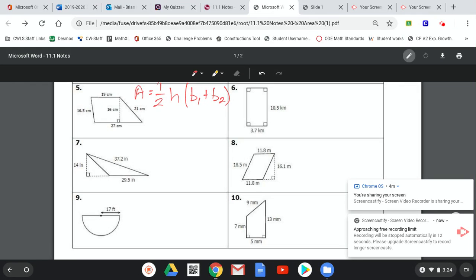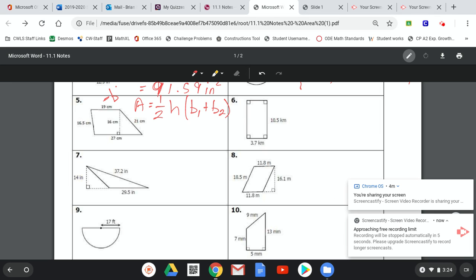Looking at that one, 19 is going to be our B1, and 27 is going to be our B2. I could switch that up, it doesn't matter.